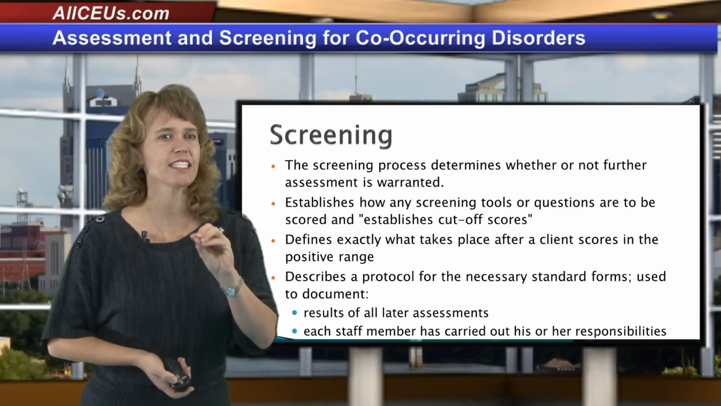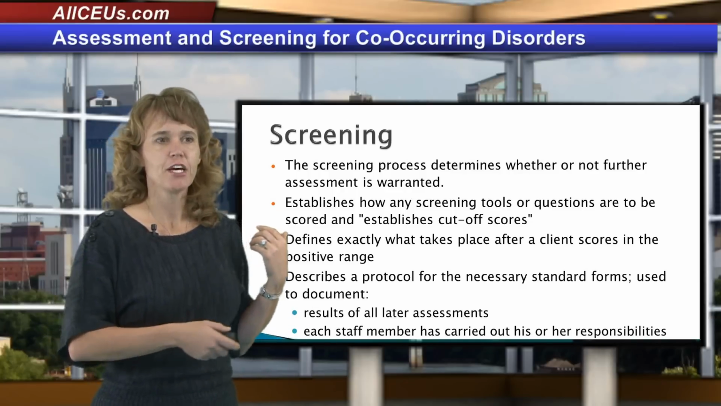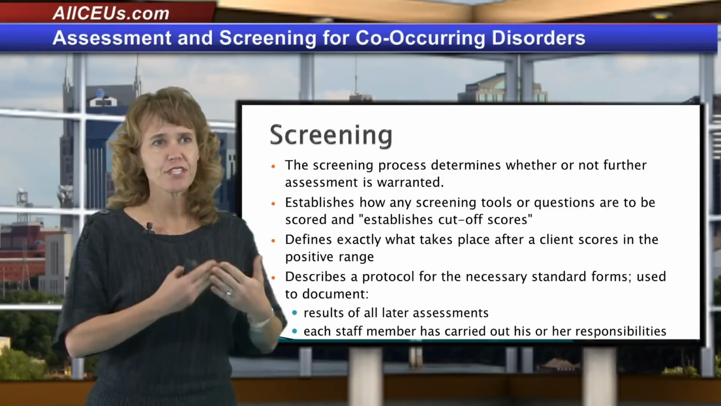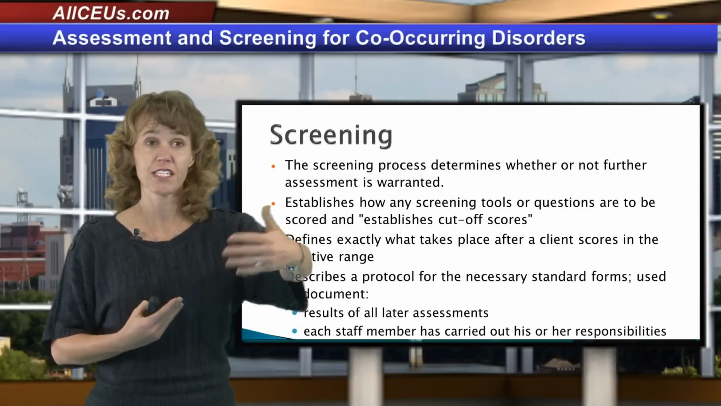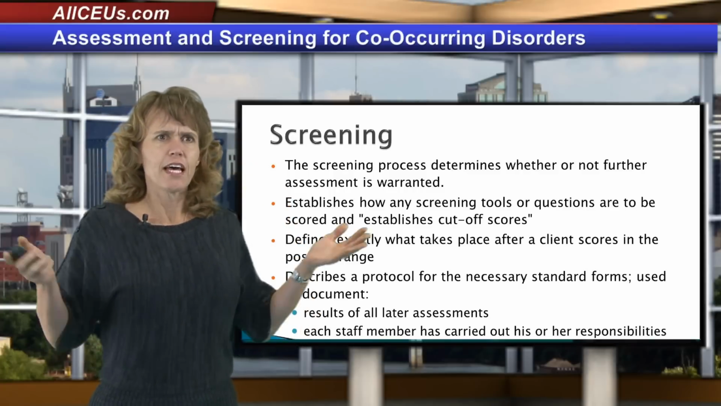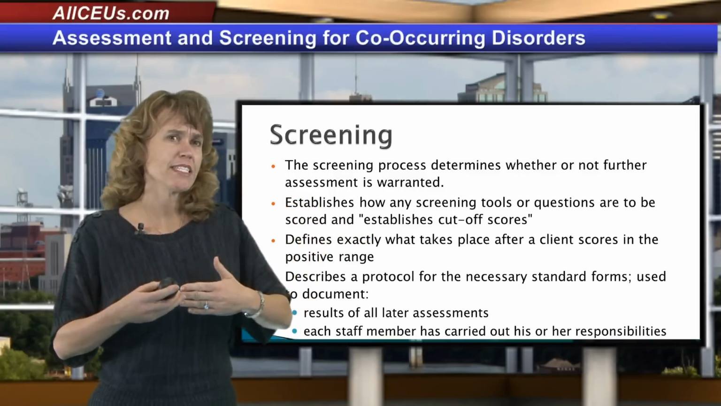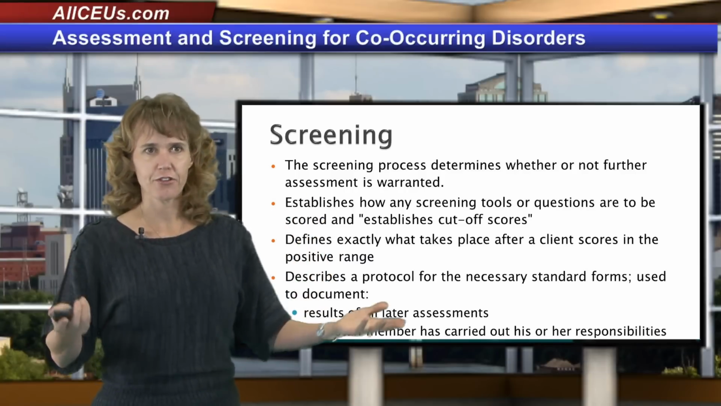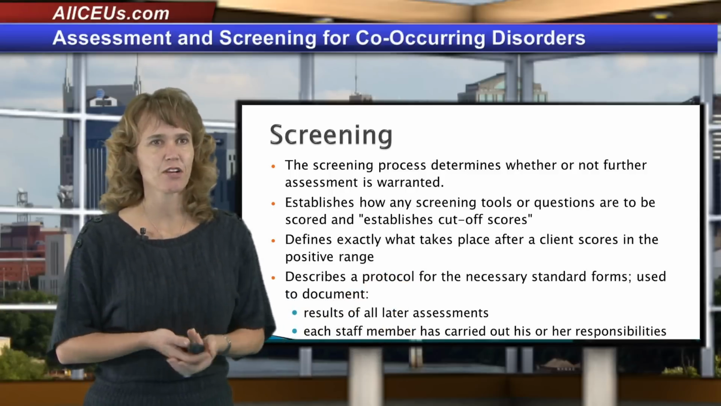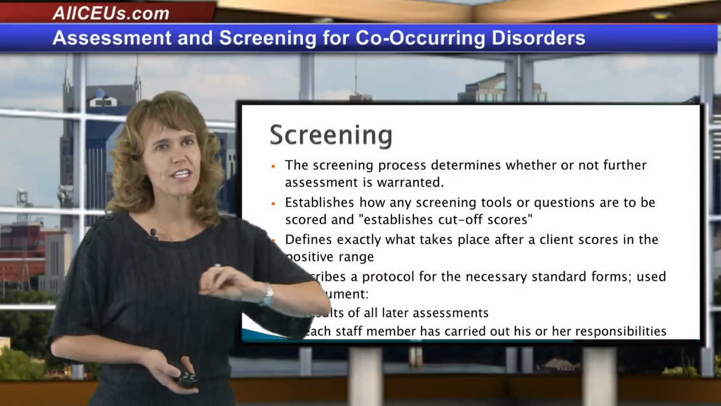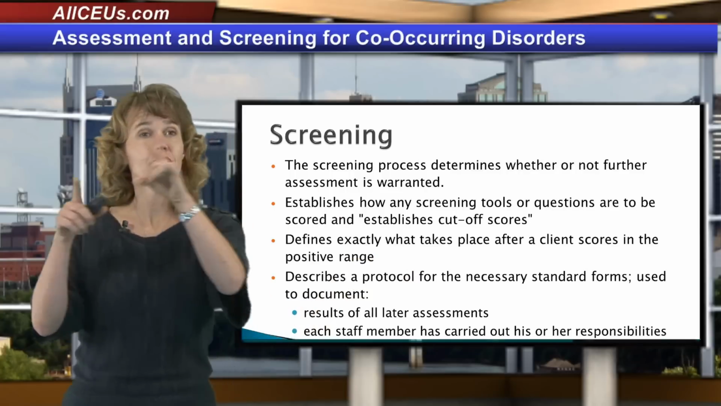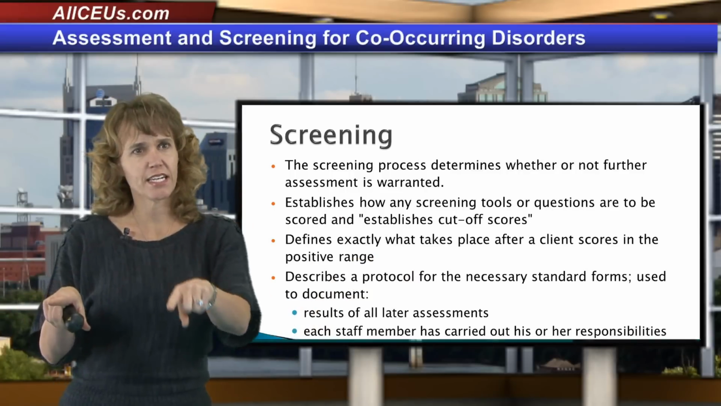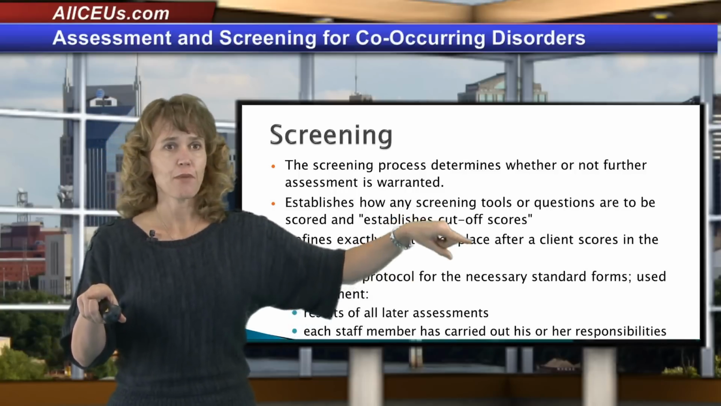Describe a protocol for the necessary standard forms used to document the results of all later assessments. So once you do a screening, and you decide the person needs to be referred on for an assessment or for treatment, then you've got to figure out, okay, how do we maintain continuity of care? When JACO or CARF or any of the other accrediting agencies, your state agencies come in, they often use a method called the tracer method. They will go back to where that client entered the system, wherever that is, and then they will want to see a continuous episode of care.